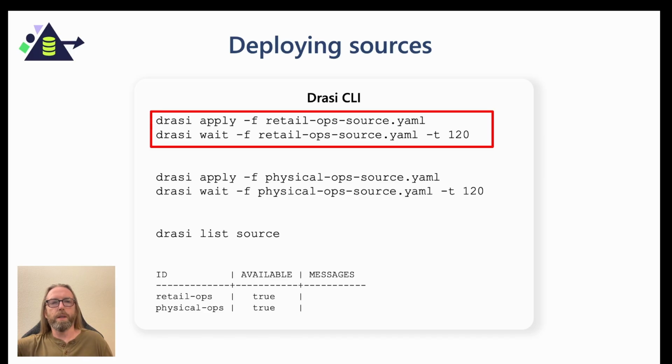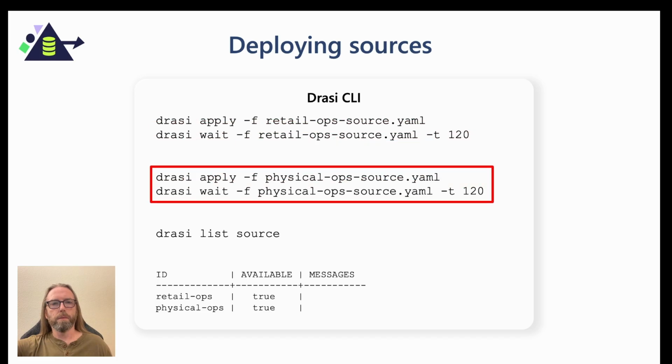We can use this Drasi wait command to block until the resource is ready, until the source is ready, or till that timeout value given with the -t is expired. So here we're going to wait for the resource defined in the given file, which is the one we just applied. So it will wait. When it returns, we'll deploy the next source. So here we just use the same commands. We apply the physical ops resource, and then we wait for it.